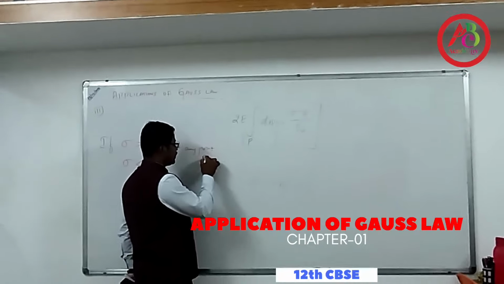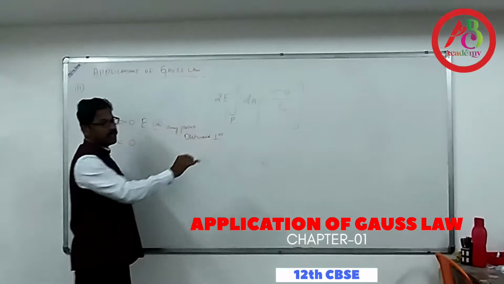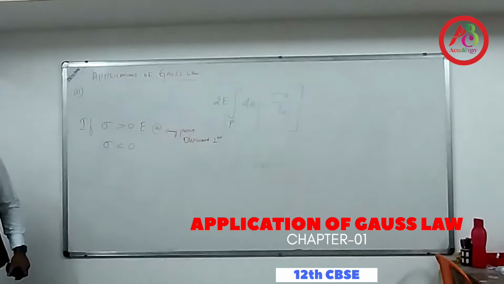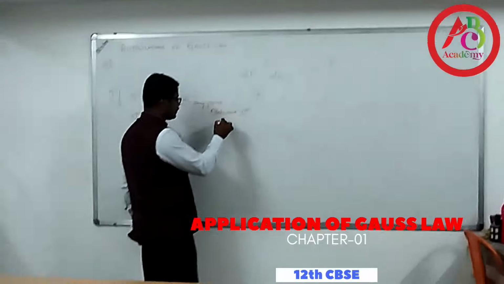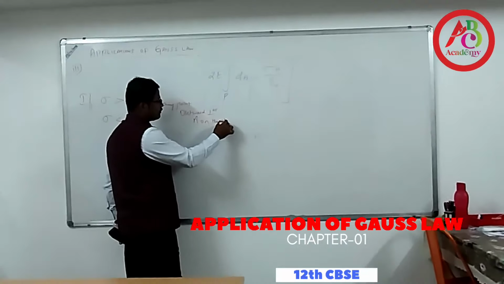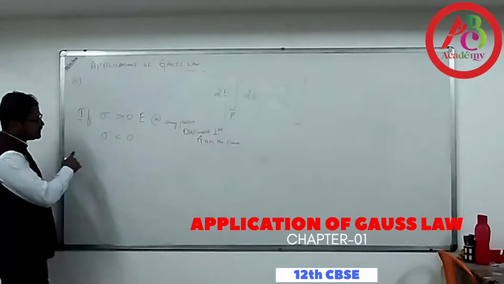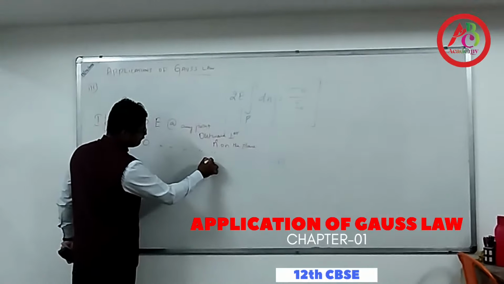E at any point outwards, which is perpendicular to the end cap on the plane. E at any point outwards, perpendicular to the end cap on the plane. Please write again. Don't lose the detail, in order.